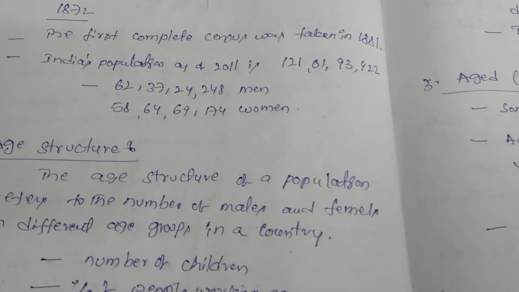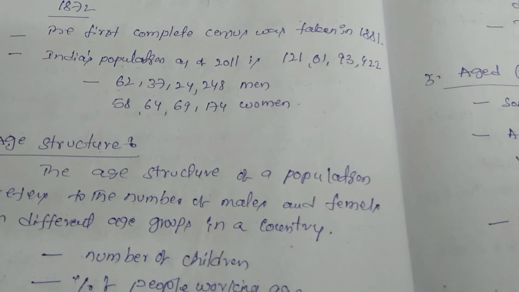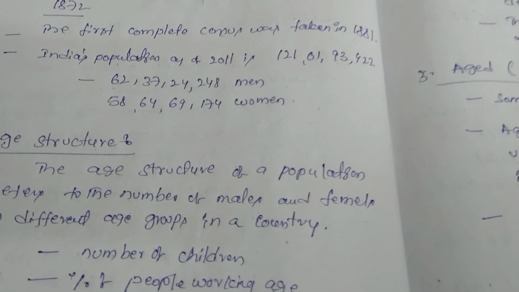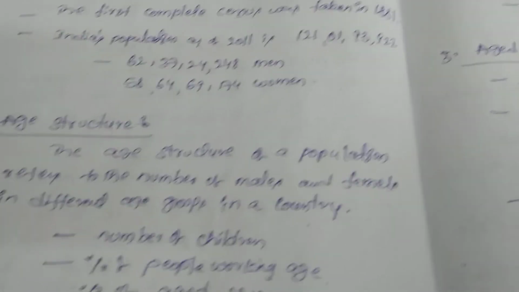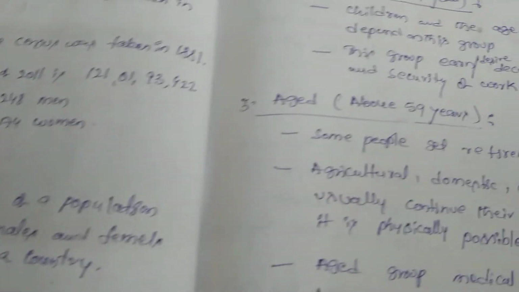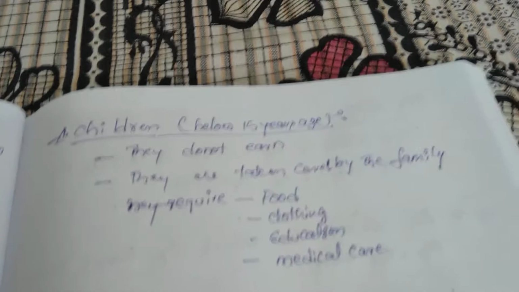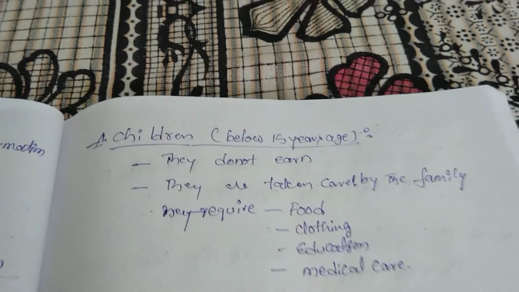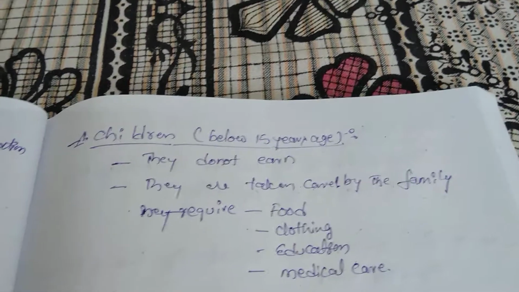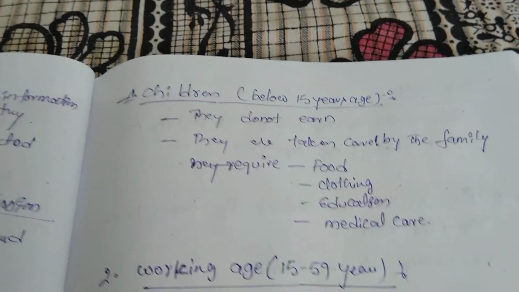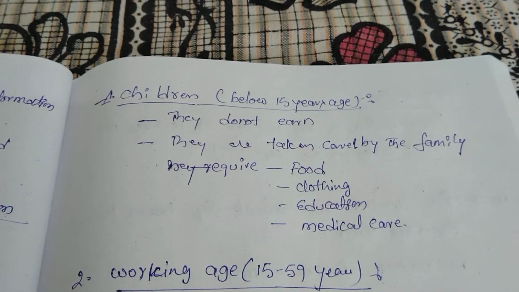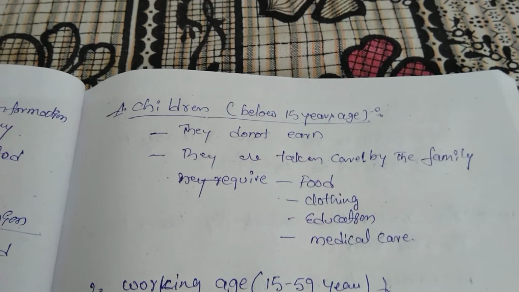Okay, in the age structure, they can get the number of children, the percentage of people of working age, and the percentage of aged persons. Next, children. Children means below 15 years of age, not 18 years only. 18 years means major, but here we consider the children who are below 15 years of age.